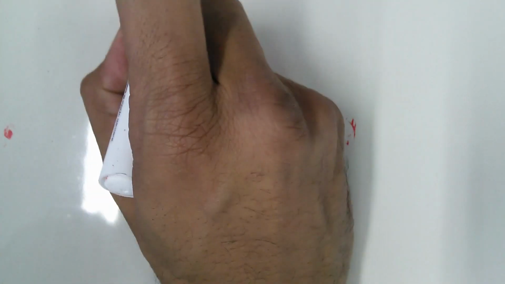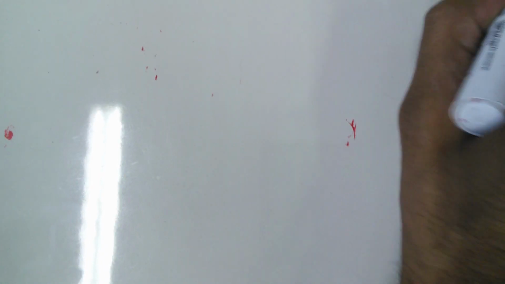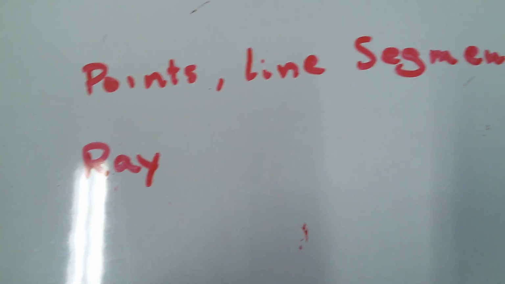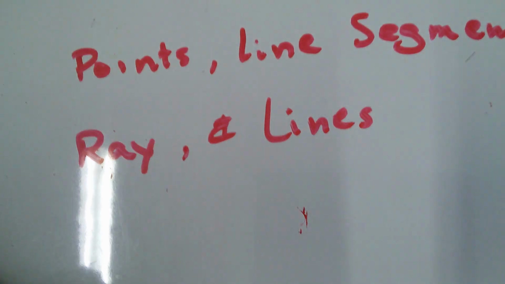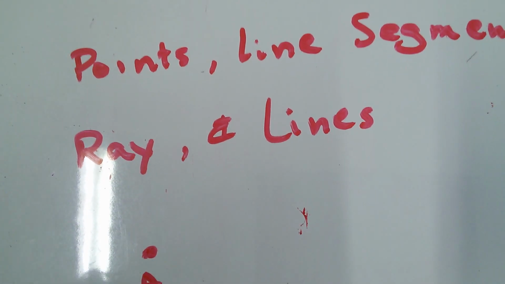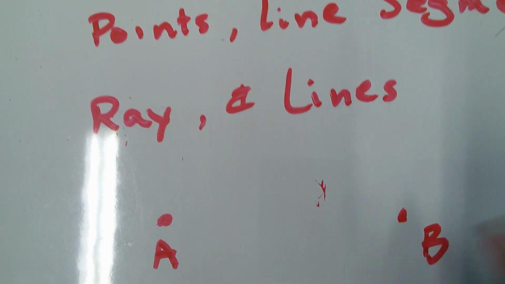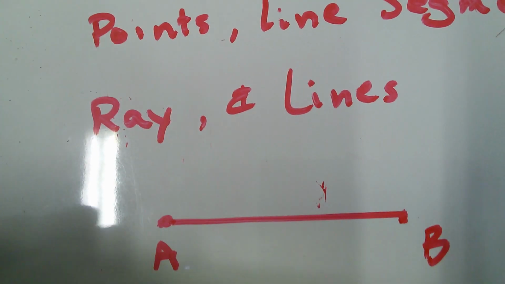So, to recap, today in 1.2, we learned about points, we learned about line segments that happen when we connect those points, we learned about rays that keep going in one direction, and we also learned about lines. So this, like I said, we can just simply call it point A. This we can call point B. When we connect the two, we can call it line segment AB, and we can measure it.